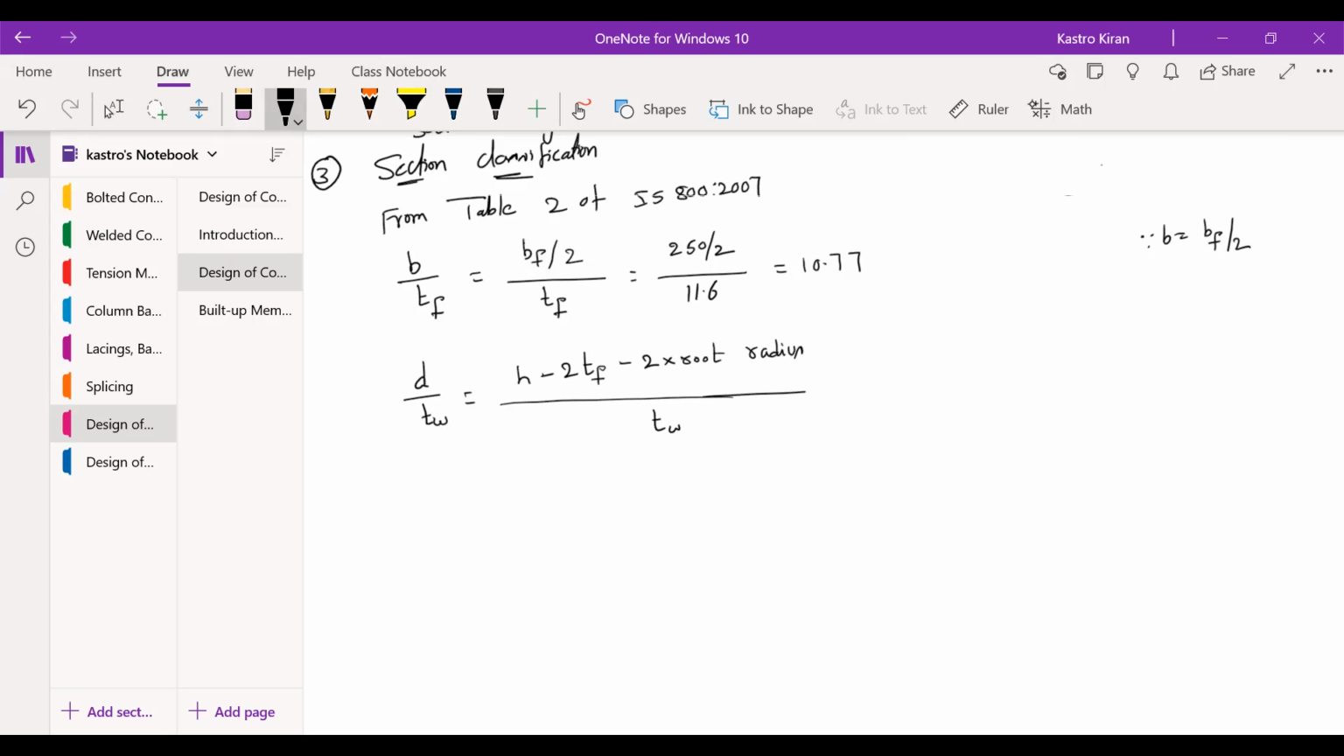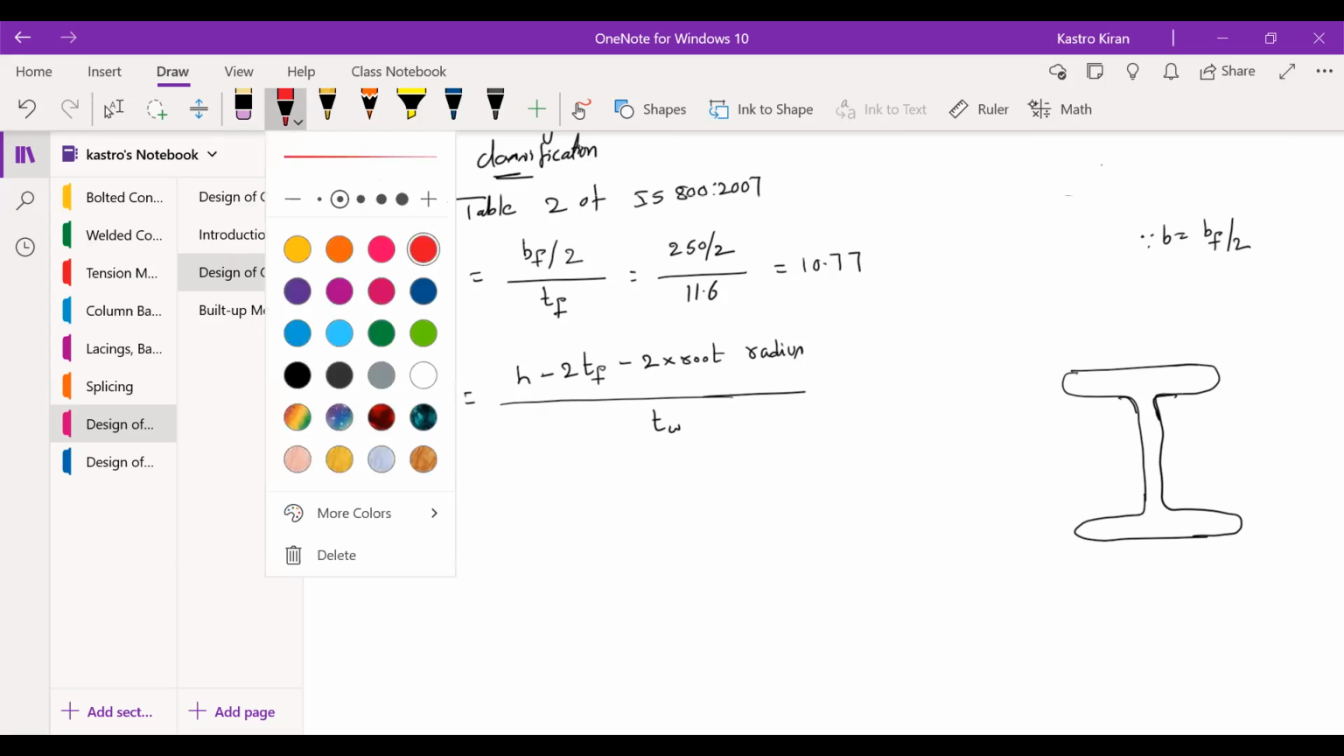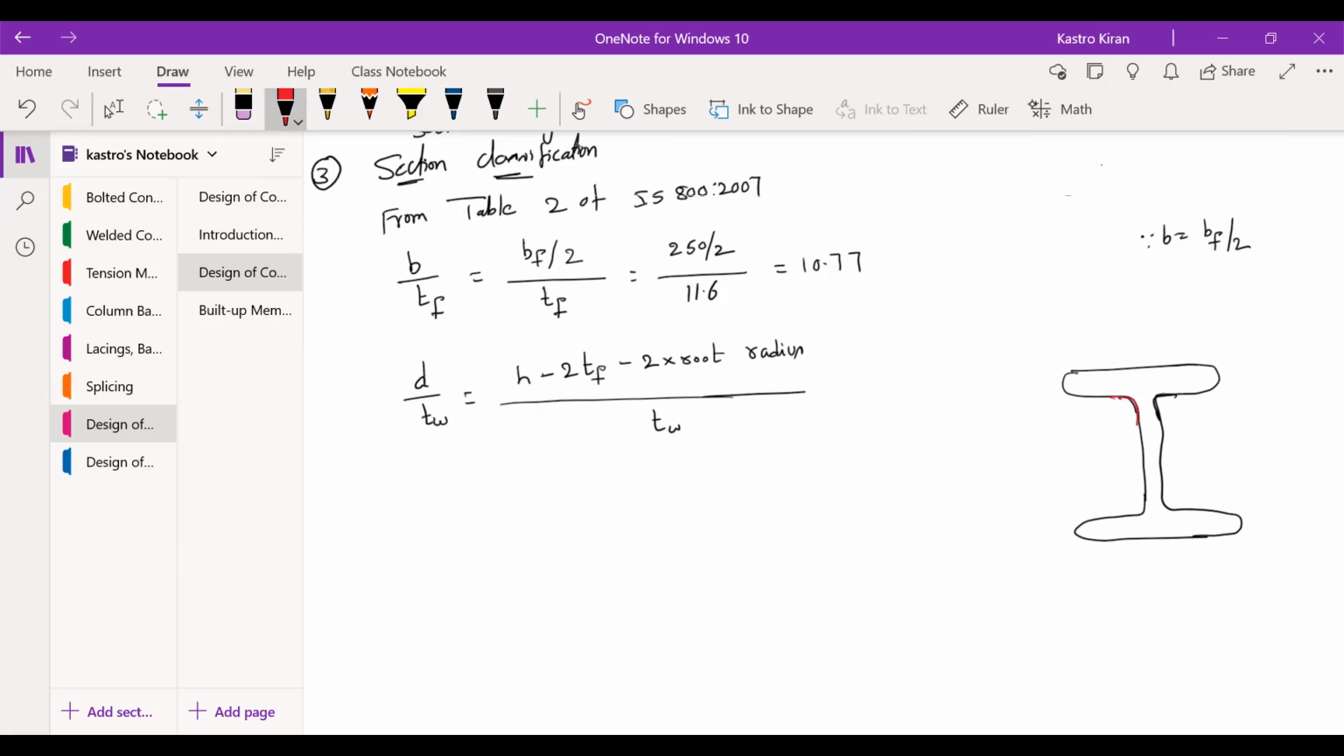Now, what is this root radius? For any I section, if you consider, you will have the sections in this way. That means you will have a small curvature here. You can see small parts of curvatures. I'll mention it with another color. You can see a small curvature will be there. So this is called the root radius. This is called the root radius. So, the radius at root.